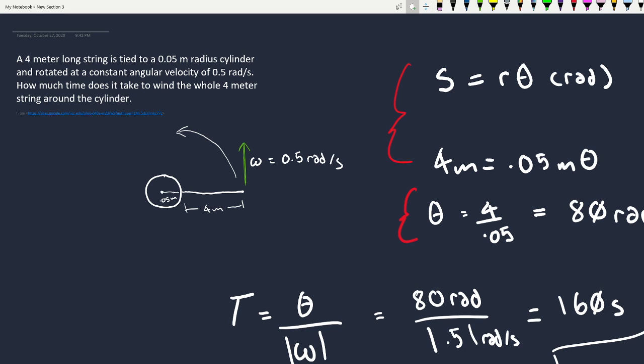But we don't want to just find 1 revolution. We want to find, however long 4 meters is for a revolution. So we replace 2 pi r, which would be 1 revolution, with 4. So that's what gives us our 80 rads. This doesn't tell us 1 full revolution. This tells us basically the amount of 4 meters as it would wrap around.